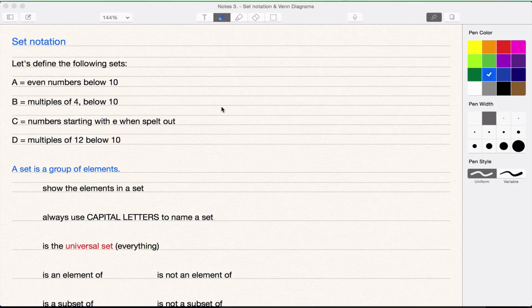So to start with, I'm going to define for our example 4 different sets. I'm going to say A is even numbers below 10, B is multiples of 4 below 10, C is numbers starting with E when we spell them out, and D is multiples of 12 below 10. So we're going to use this example for all of the new terms and symbols to give you some examples for each term that we talk about.